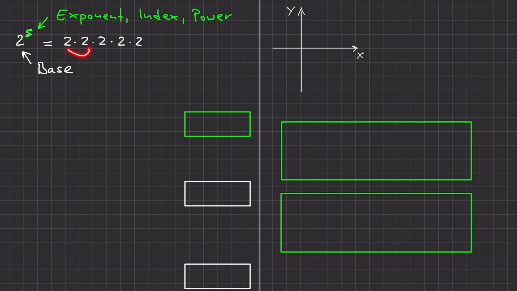2 times 2 is 4, times 2 is 8, times 2 is 16, times 2 is 32. So 2 raised to the power of 5 equals 32. Let's say we don't know what the exponent is. Then we can write 2 raised to the power of x equals 32, right? Now, what is the value of x? How can we rearrange this equation to get x equals something? In other words, how can we isolate x?